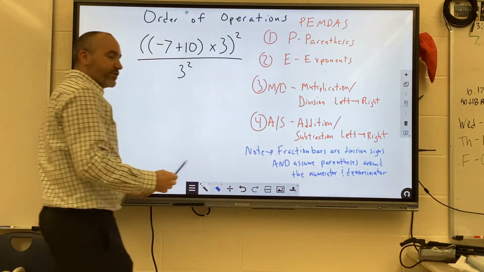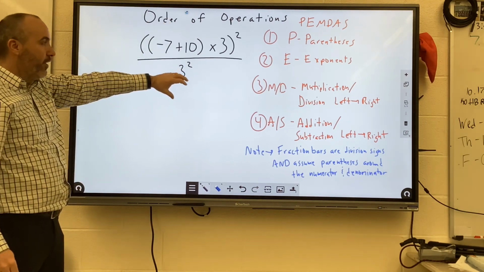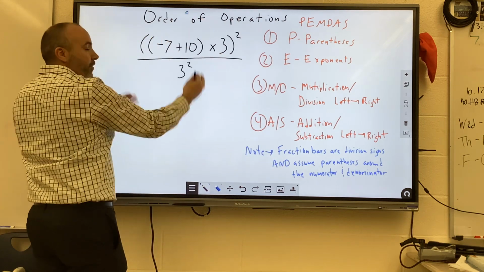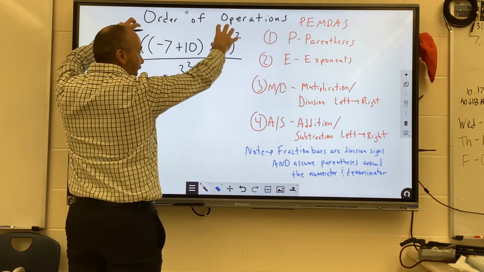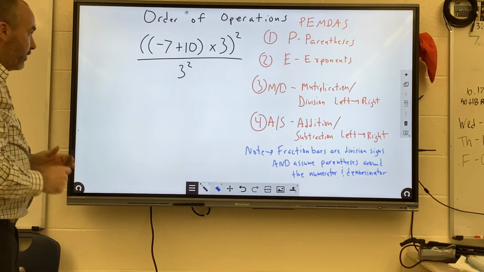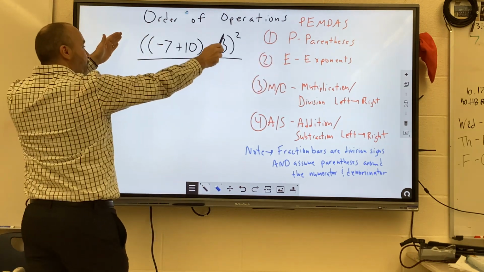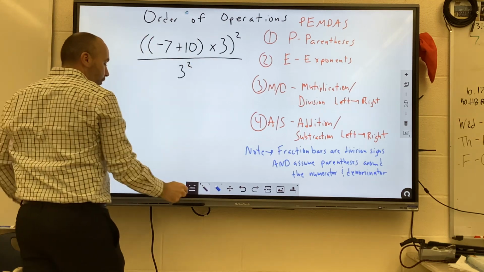Something to note about fractions: fraction bars are division signs. So this means let's take the numerator divided by the denominator. It also assumes parentheses around the numerator and the denominator. So we have to figure out everything in the numerator first, simplify that completely, then simplify the denominator completely, and then divide them. If we look at the numerator, we actually have 2 sets of parentheses, so we want to go to the innermost part of that.